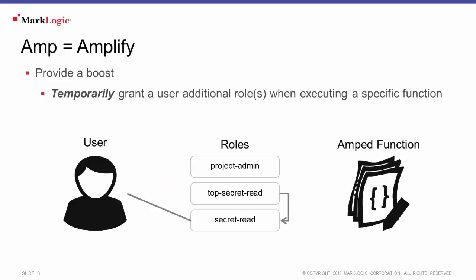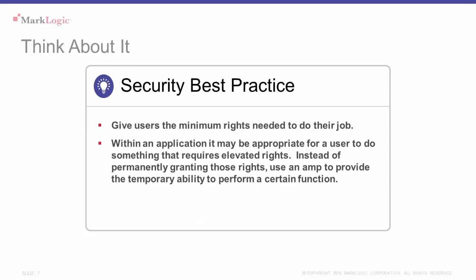This gives you the benefit of being as restrictive as possible with regards to your security model, but still maintaining the ability for a user to perform elevated actions when it makes sense within your application. In general, try to keep in mind a good best practice when it comes to designing your security model. And that best practice is to give users the minimum rights needed to do their job. Within an application, it may be appropriate for a user to do something that requires elevated rights, but instead of permanently granting those rights, we'll use an AMP to provide the temporary ability to perform a certain function.